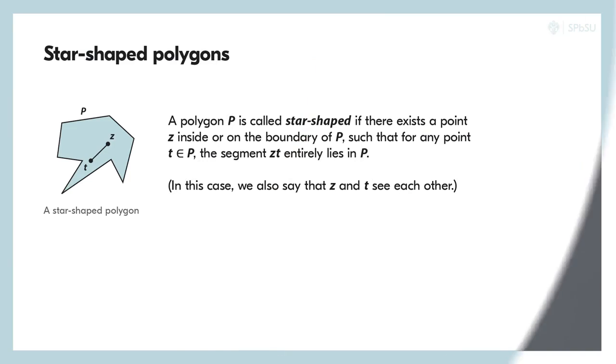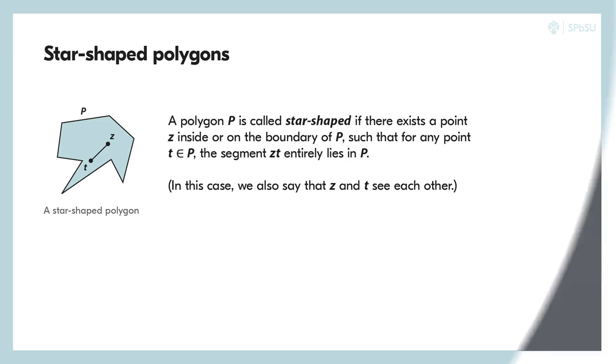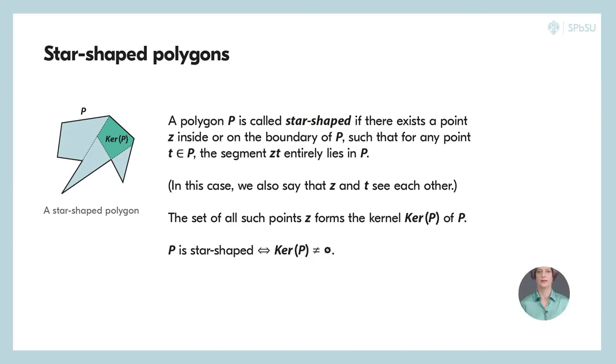A polygon P is called star-shaped if there exists a point Z interior to P or on its boundary, such that for any point T of P, the segment with the endpoints at Z and T entirely lies inside the polygon. If this is the case, we also say that the points Z and T can see each other. The set of all such points Z is called the kernel of the polygon. A polygon P is star-shaped if and only if its kernel is non-empty.